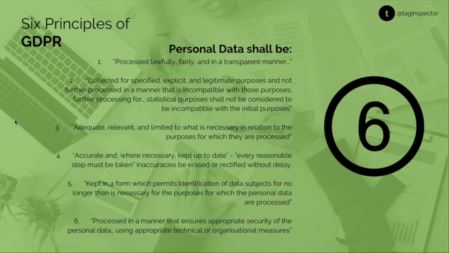Number 6, final principle of GDPR, personal data shall be processed in a manner that ensures appropriate security of the personal data. Basically, you just need technical policies and processes in place in order to be able to ensure that personal data is safe.